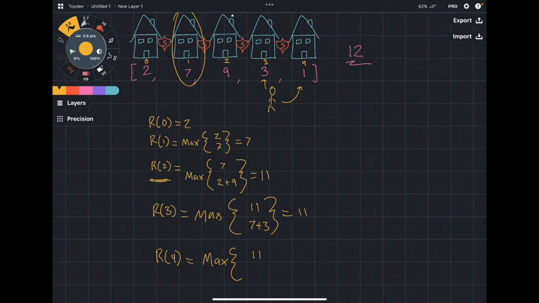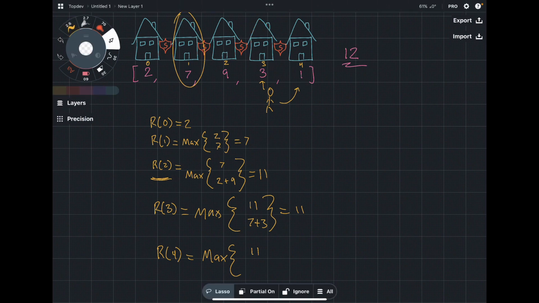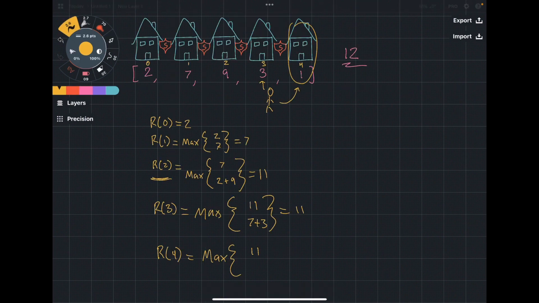We can either rob house number 3 and 1, or we could rob potentially a different house, which would be 4, 2, 0, or we could rob 4 and 0. So we have a lot of options at house number 4, but I want to save myself some time. I know that I've already calculated the amount of profit that I would make at house number 3. It's already here. The robbery at house number 3 would give me 11.